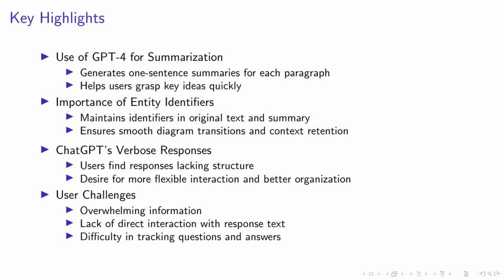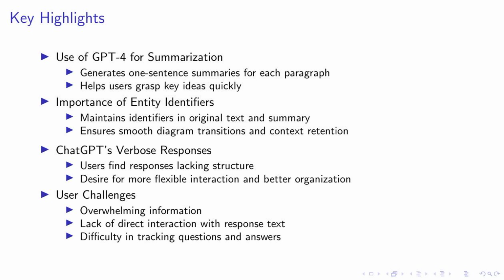Our research highlights the use of GPT-4 for summarization. This advanced model generates one-sentence summaries for each paragraph, enabling users to quickly grasp key ideas. A crucial aspect of this process is the maintenance of entity identifiers. By keeping these identifiers consistent in both the original text and the summary, we ensure smooth transitions between diagrams of varying complexity and retain context for users.